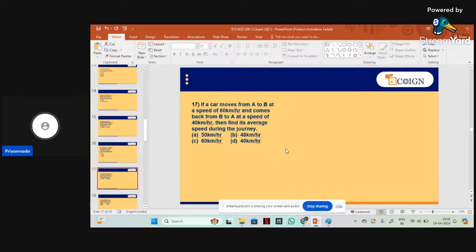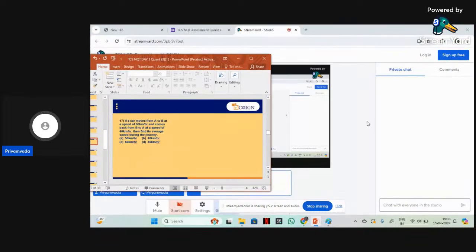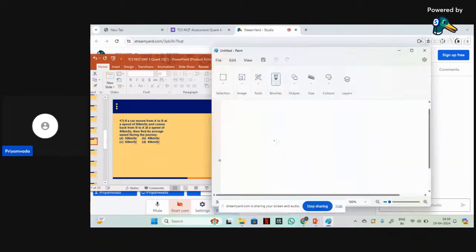Well, coming to the next question: if a car moves from A to B at a speed of 60 km per hour and comes back from B to A at a speed of 40 km per hour, then find its average speed during the journey. So they are giving us two scenarios where it travels from A to B and comes back from B to A. It is like A to B and B to A, traveling with speed 1 here and speed 2 here. That is the scenario.